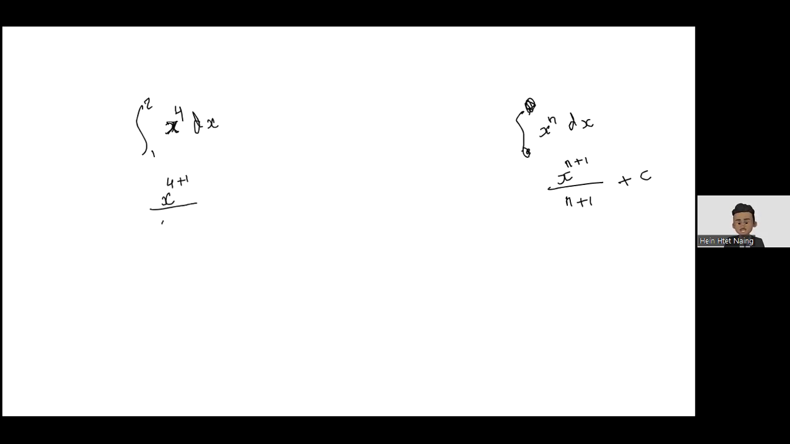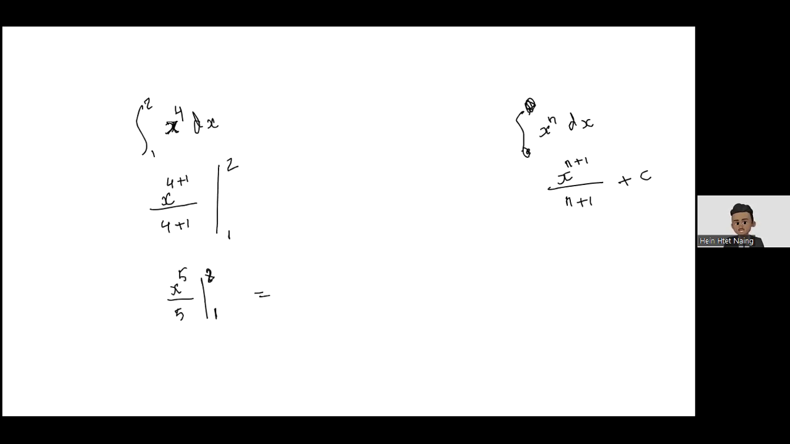But here there is a limit, right? Lower limit is 1, upper limit is 2. So we don't need the constant, but we need to substitute the values of the upper limit and lower limit. When we simplify this, it becomes x power 5 over 5, right? The limit is 1 to 2, so we have to simplify this. How can we simplify this?